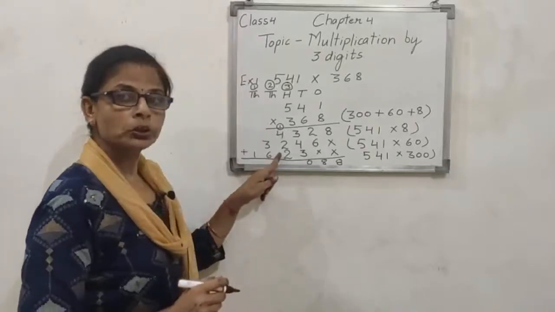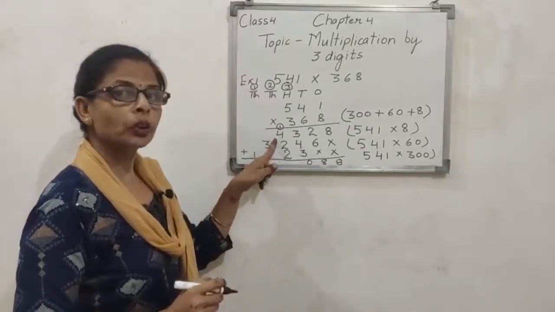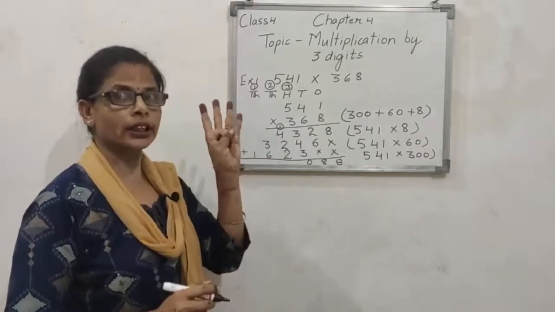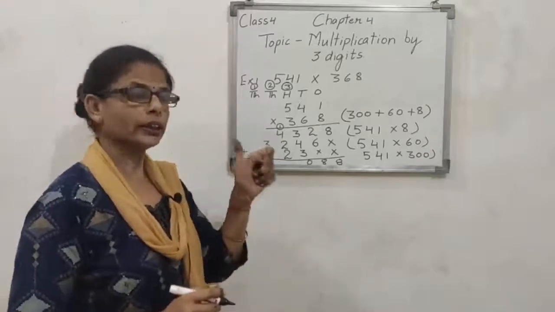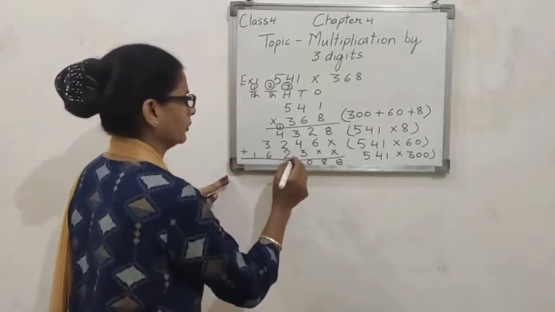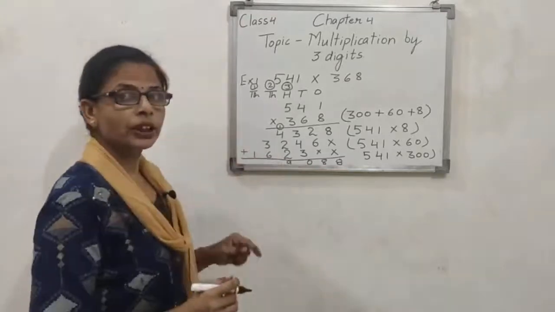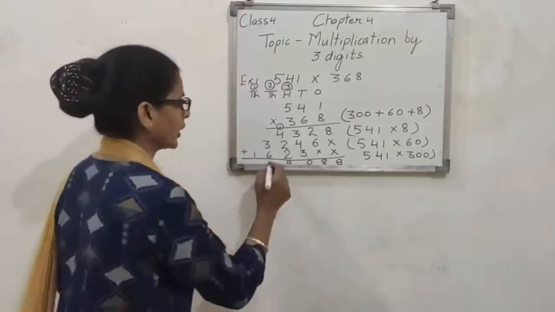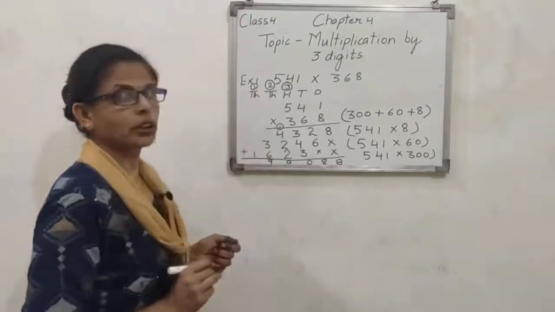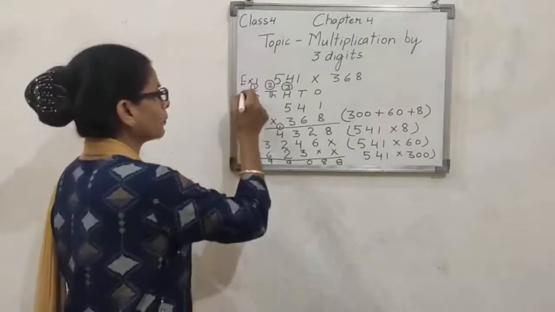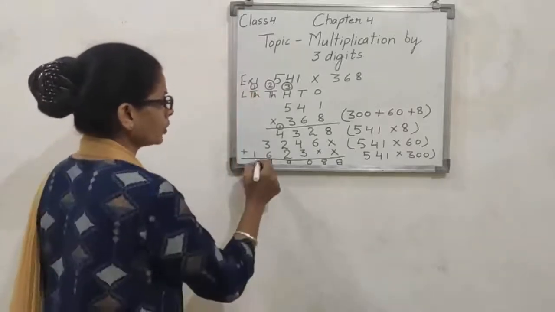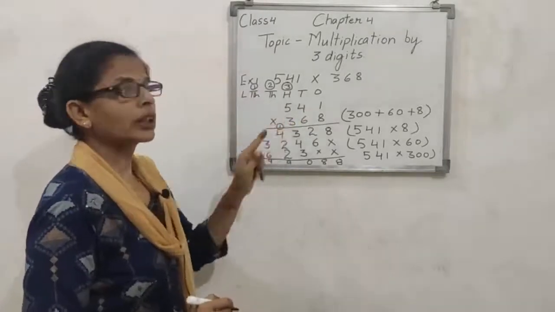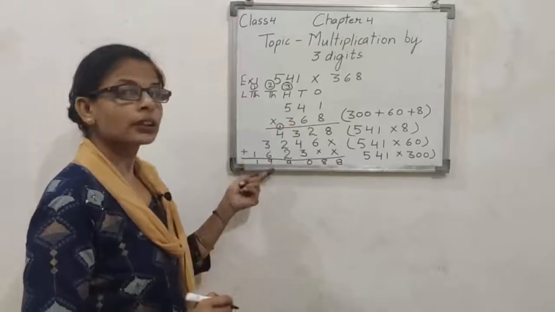Now 2 plus 2, 4. 4 plus 4. After 4, count 4 numbers: 5, 6, 7, 8. 8 plus 1, 9. So we'll write 9 here. Next, 6 plus 3. After 6, count 3 numbers: 7, 8, 9. So we'll again write 9 on the ten-thousands place. 1 is on the lakh place. Right? So here will be 1 only. We have multiplied 541 by 368. So this is the product.